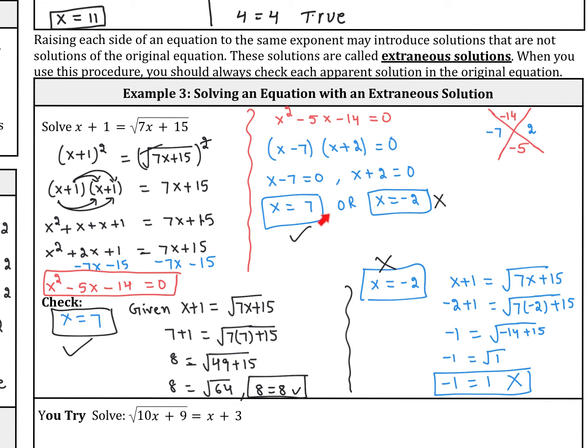Now we're going to check if x equals negative 2 is our solution or not. Choose the original equation again and use x equals negative 2 for the x value. Here you got negative 2 plus 1, that is negative 1. The square root of 7 times negative 2 plus 15 is negative 14 plus 15, that is the square root of 1. The square root of 1 is 1, but on the other side you have negative 1. So this is false, this is not true. And that means that x equals negative 2 is not our solution.